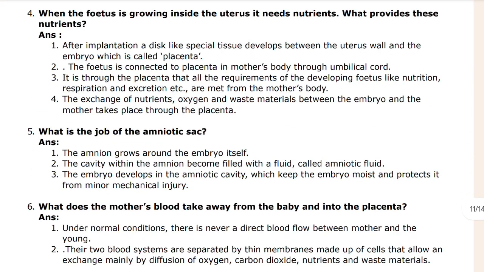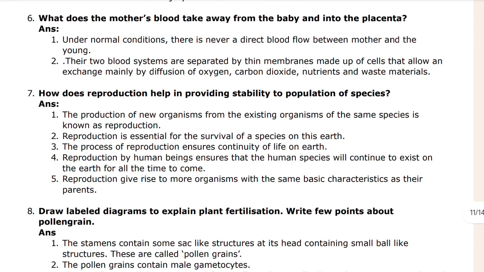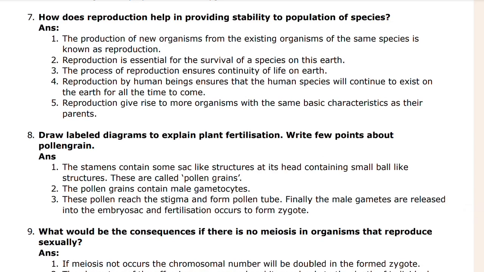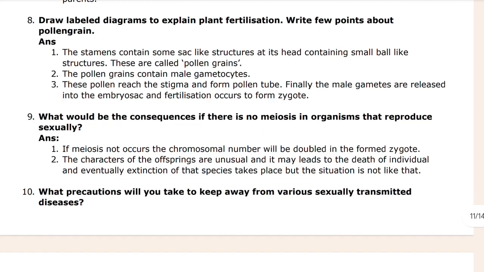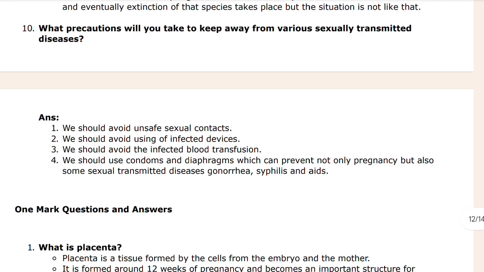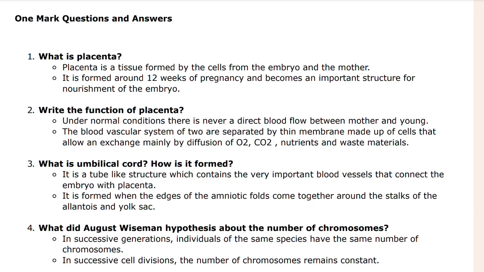Like here you can see the fourth one: when the food isn't growing inside, that's one. And what is the job of the aromatic gases? What does the mother plant take away? How does reproduction help in providing stability? Draw the labelled diagram. Then the 10th one directly you can see. 1 more question and answer.